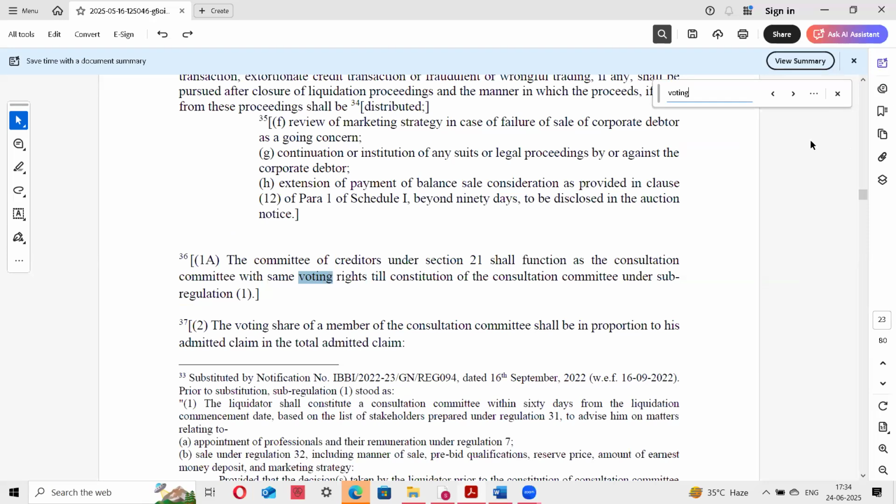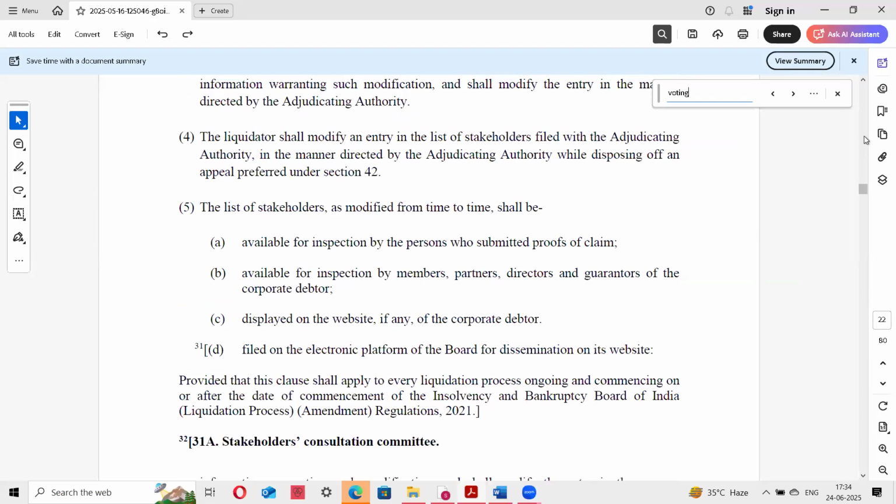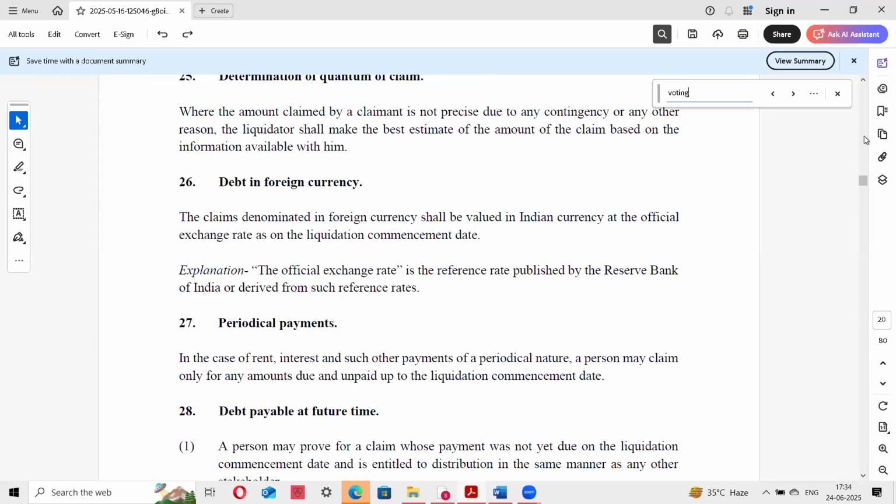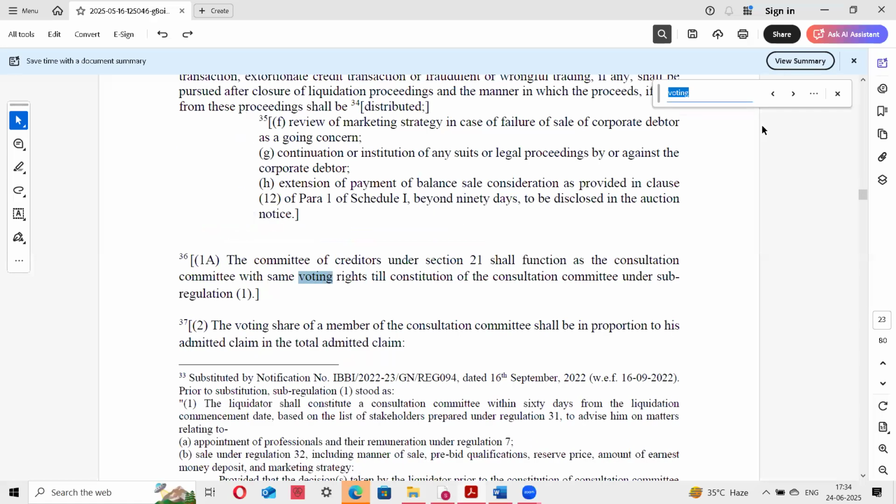And in our case, the major portion is of the operational creditors, who are government dues and they do not vote. They just abstain. So my suggestion is that only those who participate in the meeting and vote, the percentage should be calculated from those numbers.